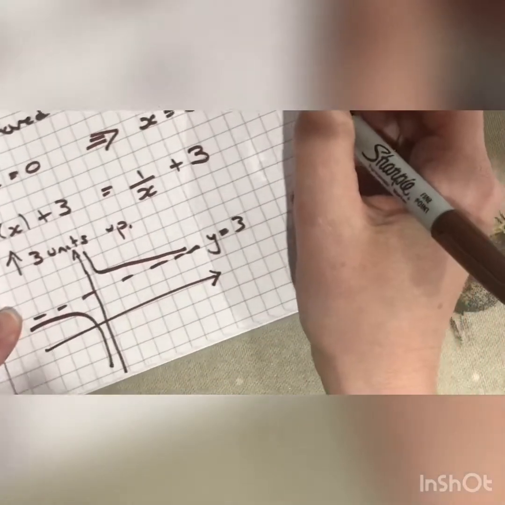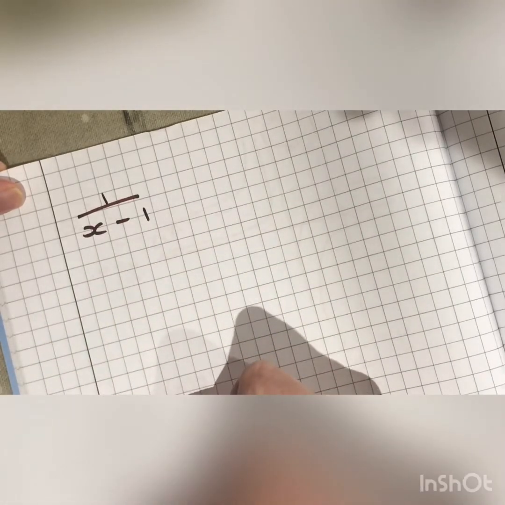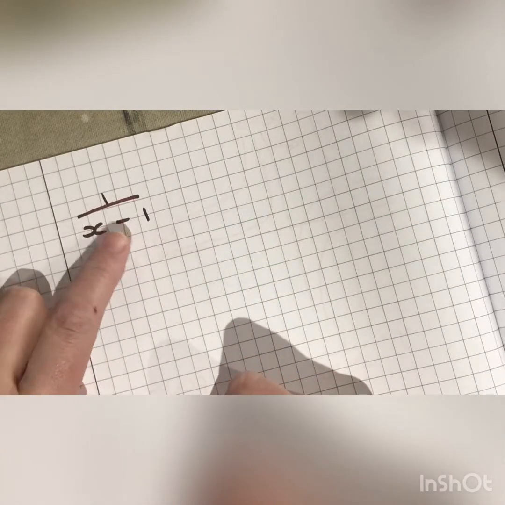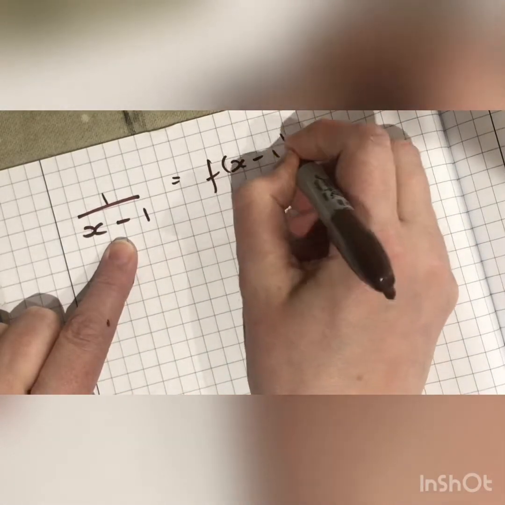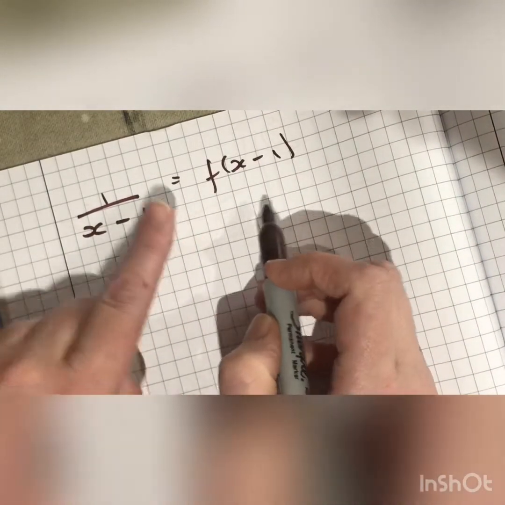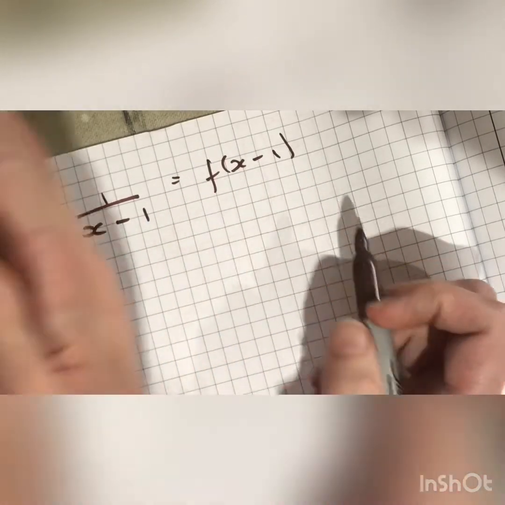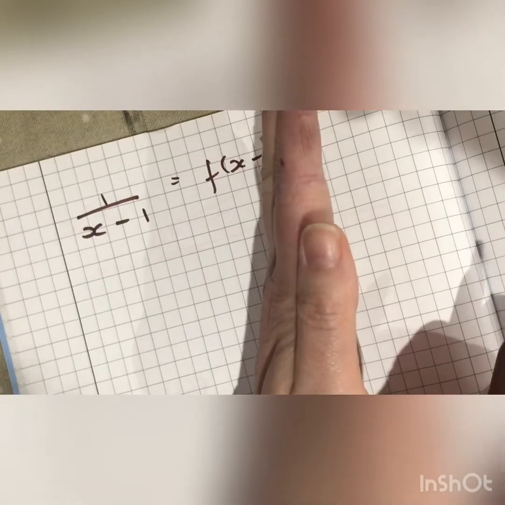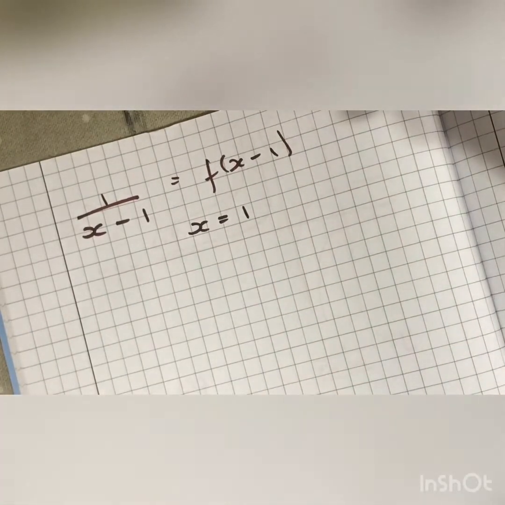If you've got, let's find a little bit more space, if you've got 1 over x take 1, then that's affecting the inputs, it's affecting the brackets. That's f of x minus 1. That moves the function 1 to the right. So if we're moving 1 to the right, the vertical asymptote's going to move 1 to the right, and you'll get x is equal to 1 would be your asymptote.